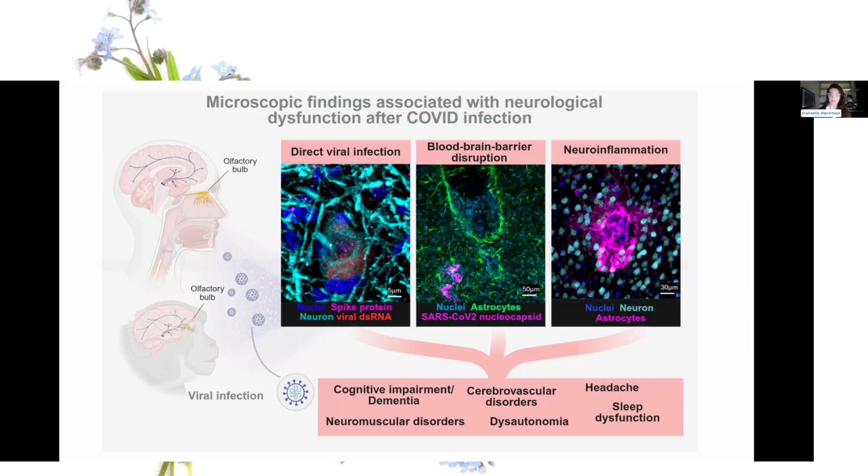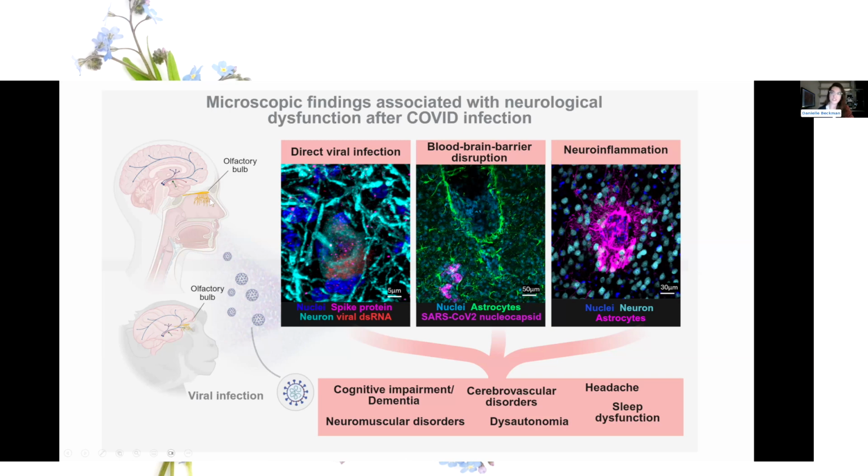And what we see is different mechanisms. You can have direct viral infection, as I said, and you can have viral persistence, because it's really hard for the body to clear the virus from the brain once it's inside. We can have blood-brain barrier disruption. So it's really the circulation, the blood vessels coming through the brain, being damaged by the presence of the virus and leaking, as you can see here.